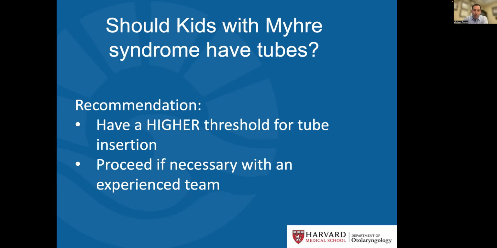So don't go putting in tubes if you've only had 2 or 3 ear infections, or if there's a period of middle ear fluid only lasting a couple of months. Maybe wait a little bit longer before going ahead with tube insertion. And the other thing is to proceed with a team that's experienced, that knows about Myhre syndrome, and that will put thought into making sure that we take steps to limit the anesthetic time and to reduce instrumentation of the airway. This is also a case where you would want the tube insertion to be done by an experienced surgeon so we can minimize the risk of injury or trauma to the ear canal and tympanic membrane.